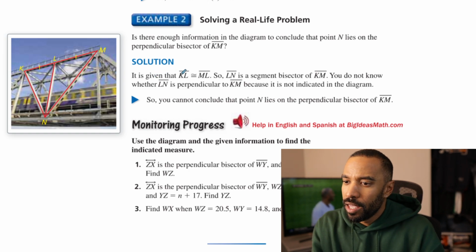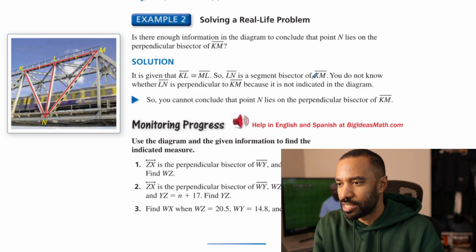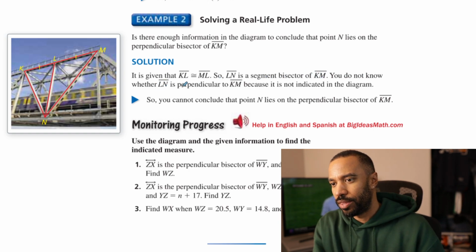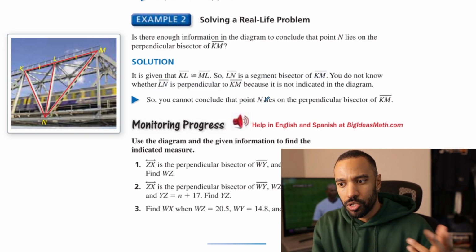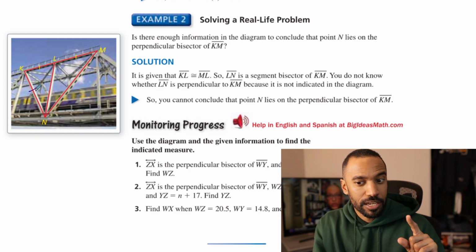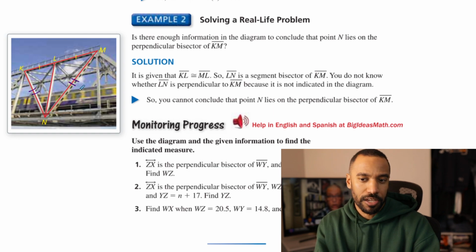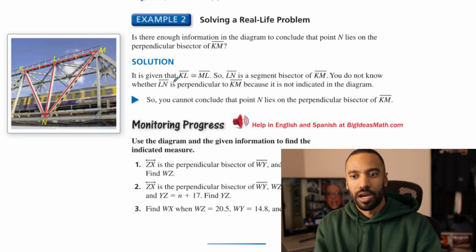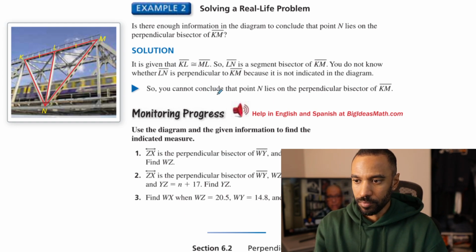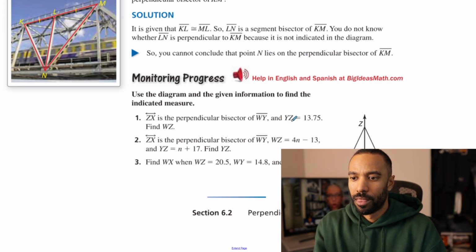I say no. It is given that those two segments are congruent, KL and ML, so it's a segment bisector, but you do not know whether it's perpendicular, so you cannot conclude it. Now, if they showed these were congruent, sorry if you can't see that, I could conclude it. It's not enough. You cannot conclude that it lies in there.